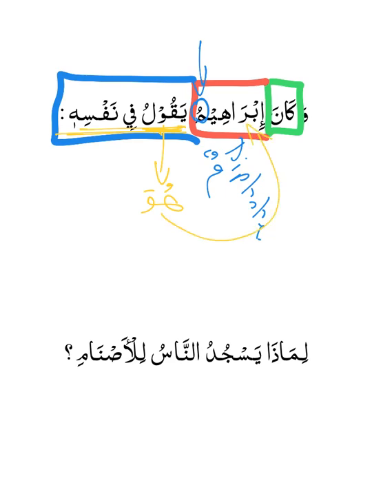And this fi is a harful jar. This is the majroor. The majroor is a mudaf ilay. Nafs is mudaf. He is mudaf ilay. That's why nafs doesn't have a tanween. Why? Because it's mudaf. Mudaf does not have tanween.